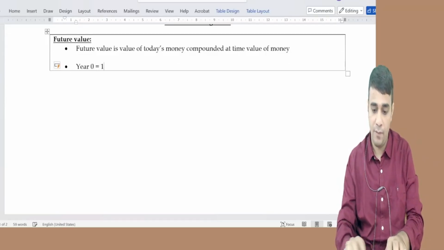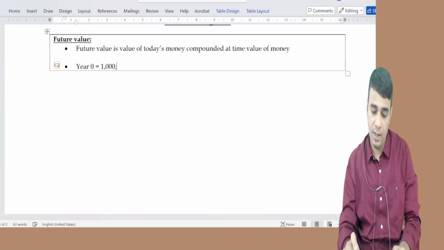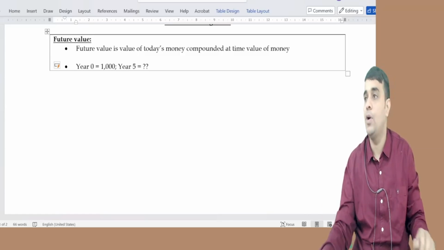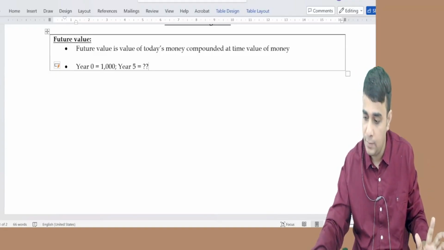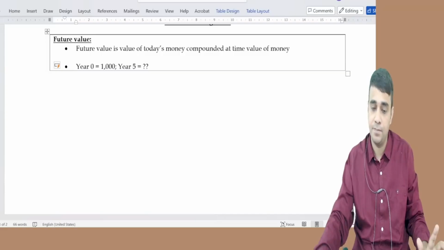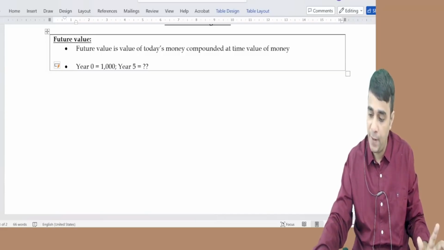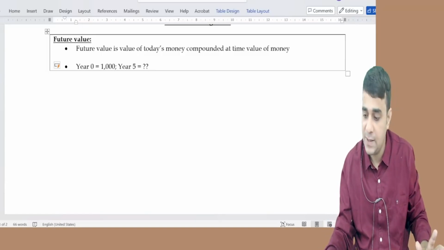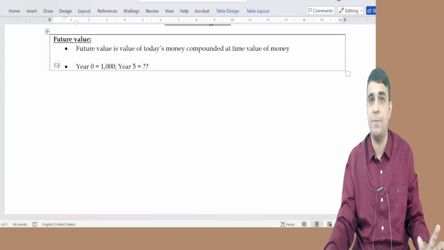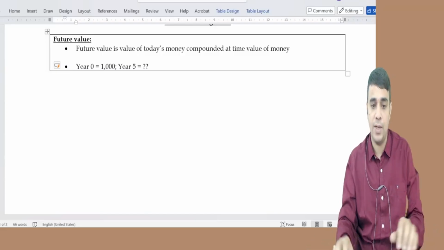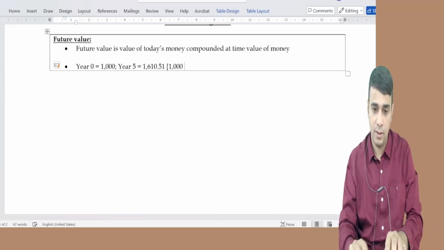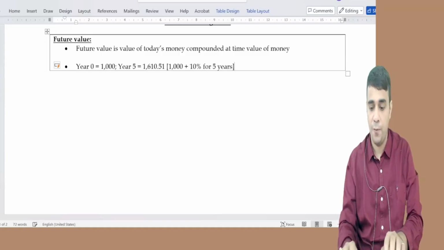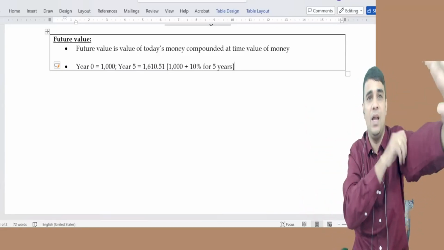Year 0 value is 1000. I want to know the year 5 value. Let us assume the interest rate is 10%. Open the calculator. 1000 plus 10%, do it 5 times. Later I'll give the formula and all. 1000 plus 10% plus 10% plus 10% plus 10% plus 10%. How much do you get? Nothing for you to write down. When I tell you to write something, you do. Otherwise, be in listen mode only.